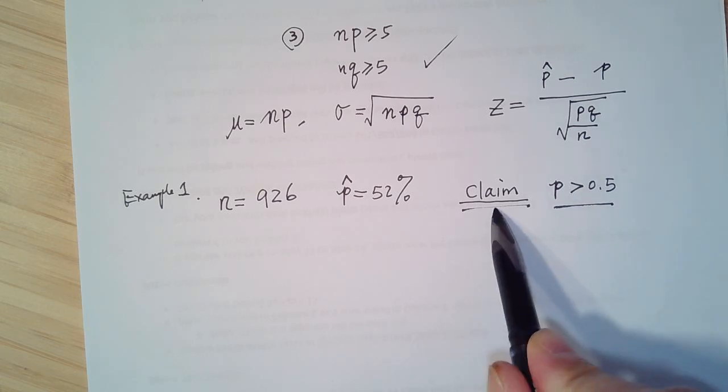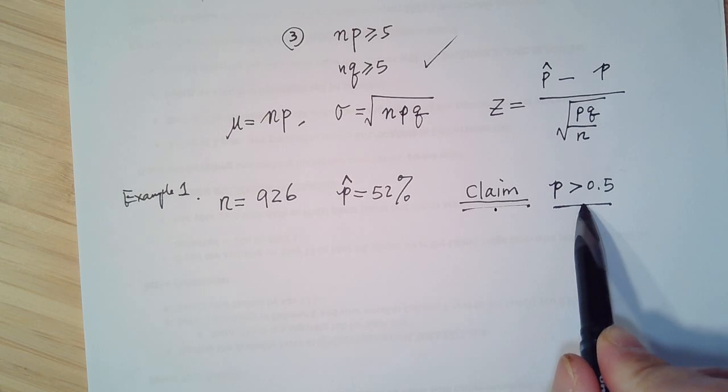Step 1, we identify the claim. Step 2, we rewrite the claim in a math notation.